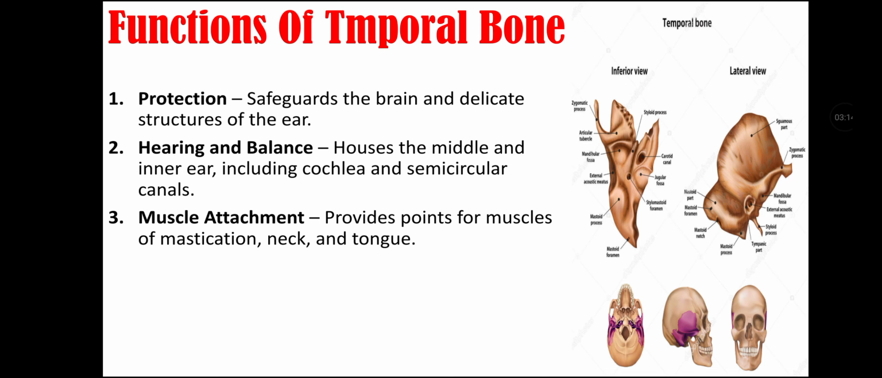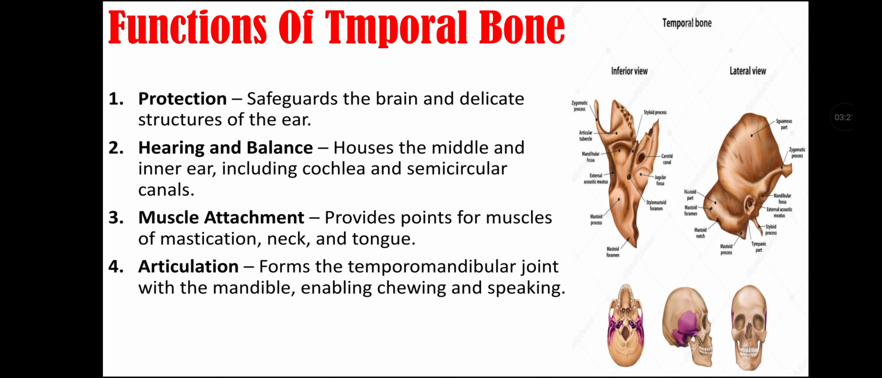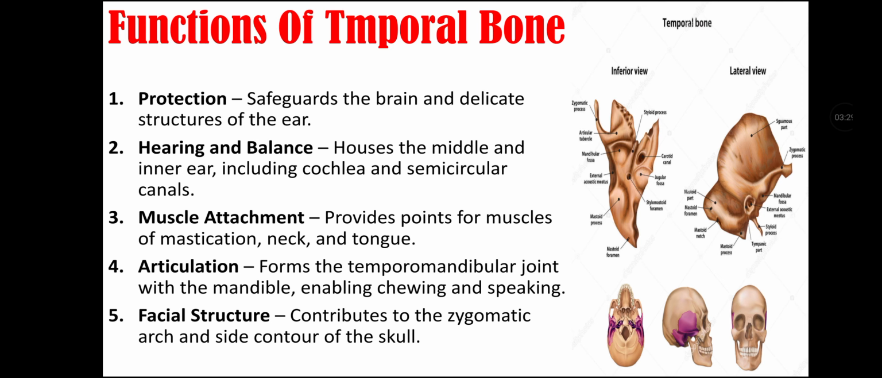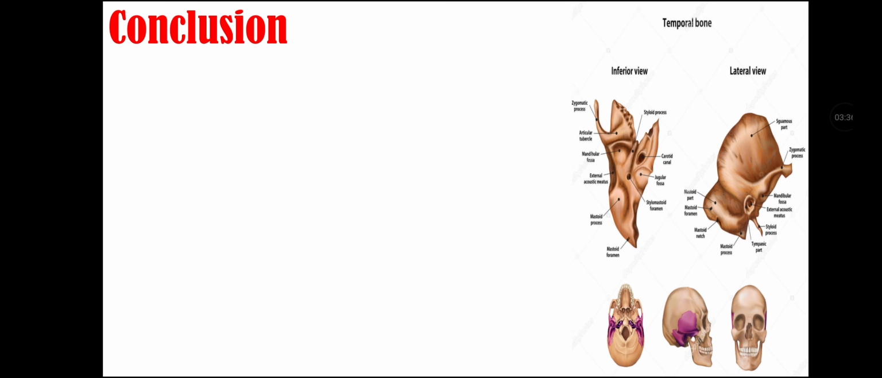Third function of temporal bone is muscle attachment, as temporal bone provides attachment points for muscles of mastication, neck, and tongue. Fourth function is articulation, as temporal bone forms the temporomandibular joint with the mandible enabling chewing and speaking. Fifth function is facial structures, as temporal bone contributes to the zygomatic arch and side contour of the skull.